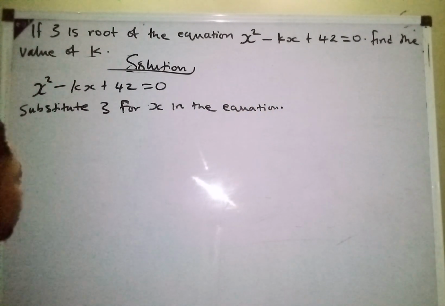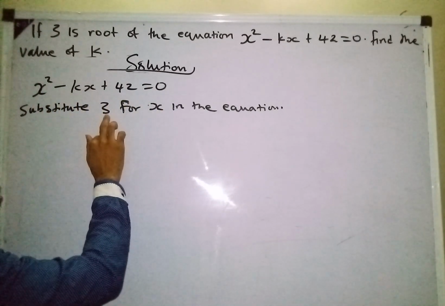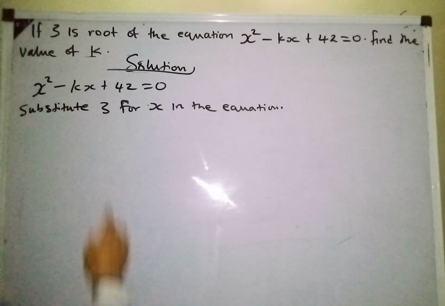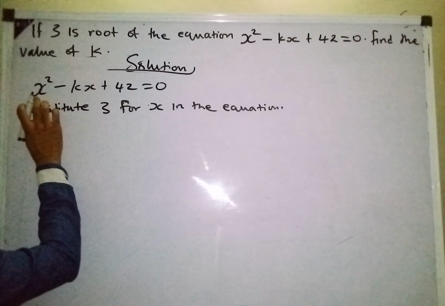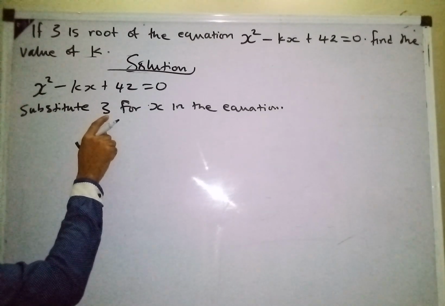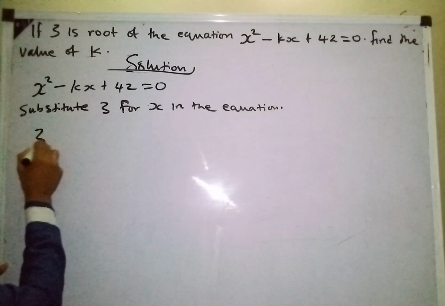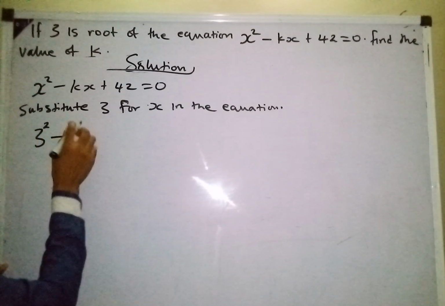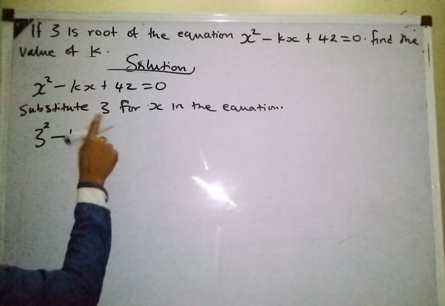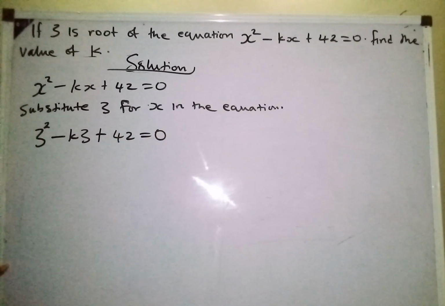What this means is that wherever we see x in this equation, we are replacing it with 3. Since we have x to the power of 2, instead of writing x, we now bring down this 3, because we are using this 3 to represent the x. Instead of writing x squared, we now have 3 to the power of 2 minus k, and instead of writing the x, we bring down 3, plus 42 equals 0.